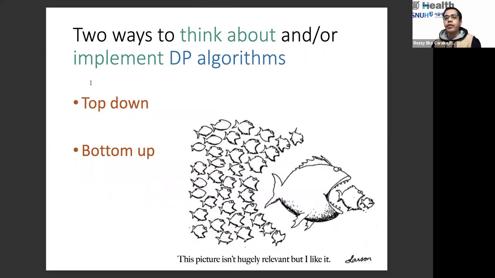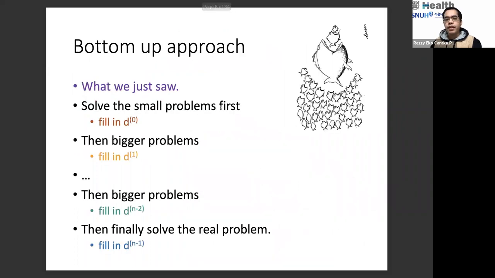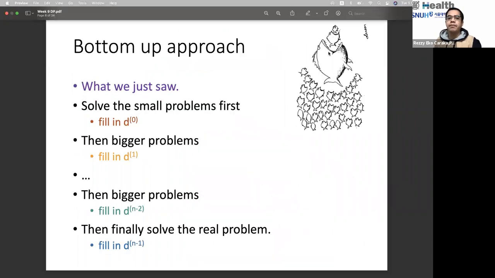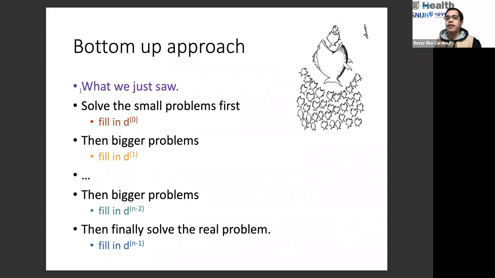If we want to solve the problems, we can use top-down or bottom-up. This is the critical thinking needed if we want to implement dynamic programming. For example, to solve the problems, we can go top-down or bottom-up. This one is for bottom-up. So we can get our critical thinking about what we just saw. We can solve the small problems first with D0. For example, this is our first step until we reach our goal of solving the problem.